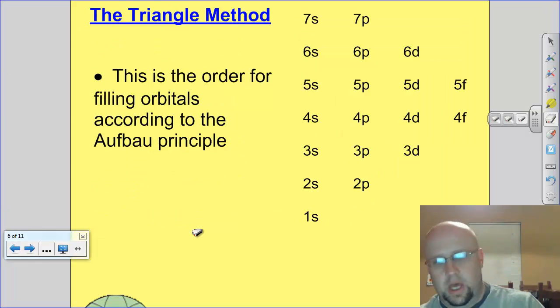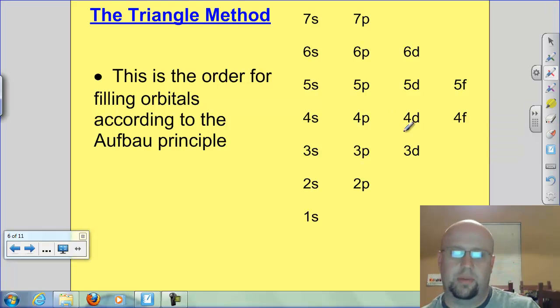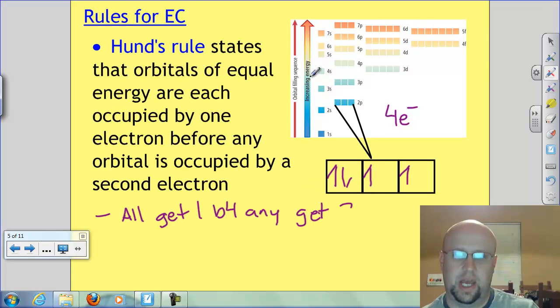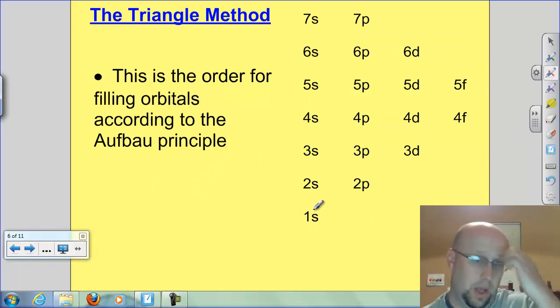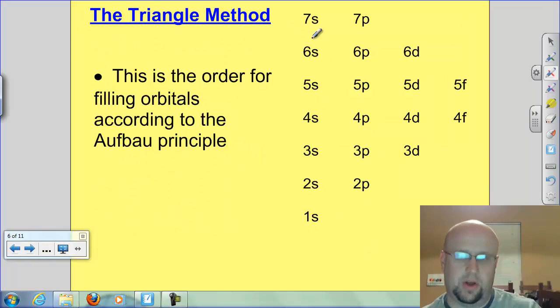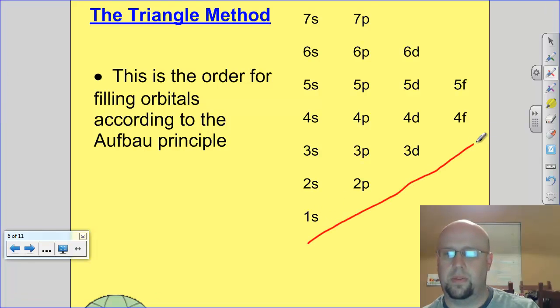Okay, so the triangle method. This little diagram here is basically the way that you know what the boxes look like. Okay, so if we went back to our diagram here that I said, hey, you've got to sort of know this chart to be able to fill it in. This is how you know the chart. So you'll notice that everything in this column is an S, everything in this column is a P, D, and F. Okay, and you notice that it sort of forms a triangle.